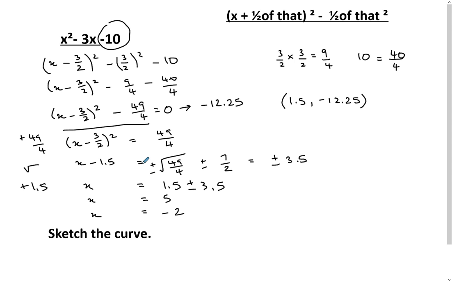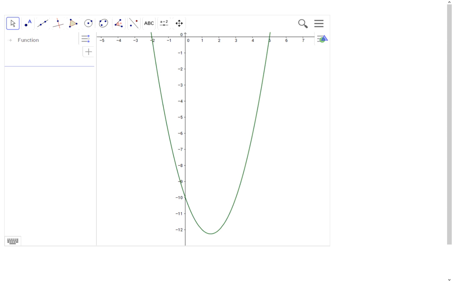And when we sketch it, we'll see that 0, minus 10 is the y-intercept. The minimum point will be 1.5, minus 12.25, and your x-intercepts will be 5, 0, and minus 2, 0. Okay, so let's have a look at that. Okay, all right, so your y-intercept is 0, minus 10, and your x-intercepts are 5, 0, and minus 2, 0.